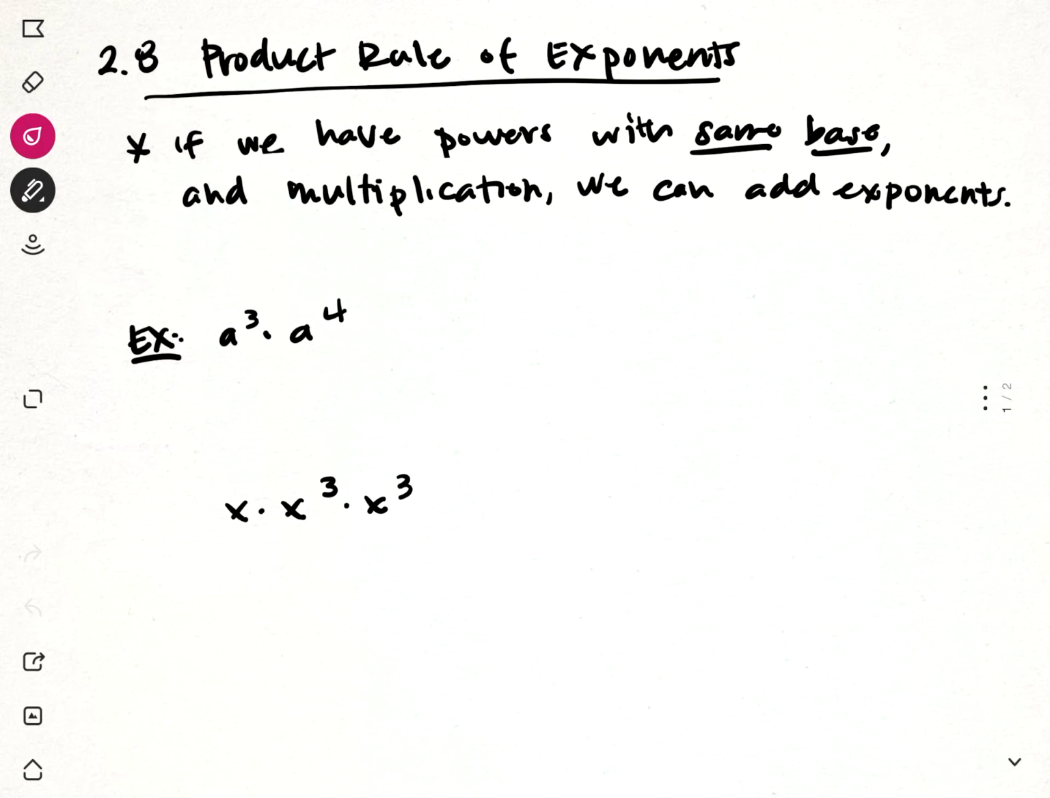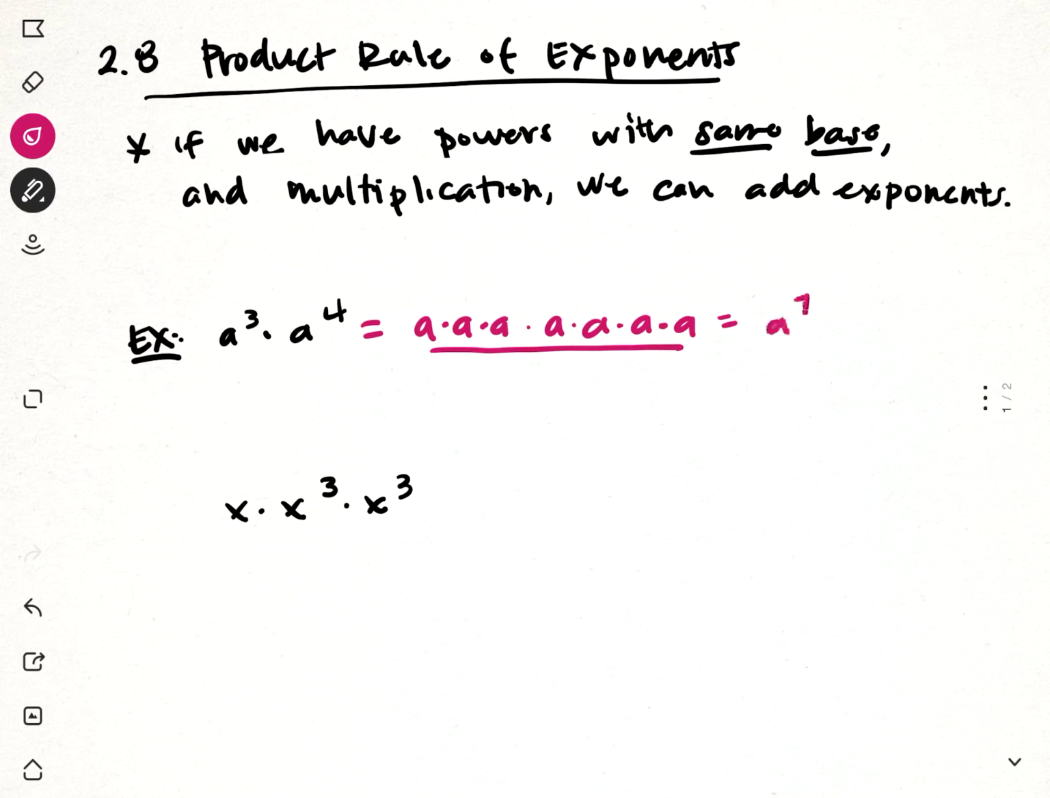And it's actually part of the example as well. So a to the third times a to the fourth. If we wrote this in expanded form, a to the third is a times a times a. And that's multiplied with a to the fourth, which is a times a times a times a. And we know using exponents, that just means that it's telling us how many times we're multiplying a number by itself. So in this case, we have a times itself 7 times. So this is a to the 7.